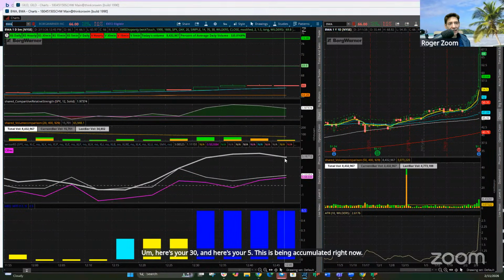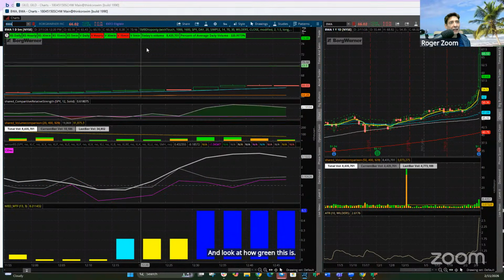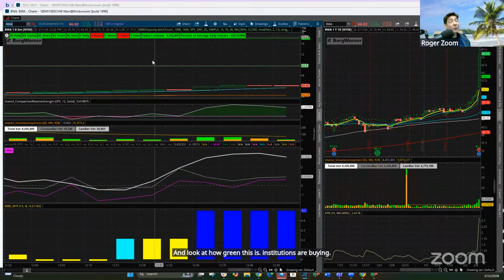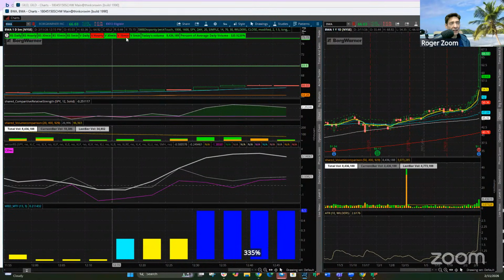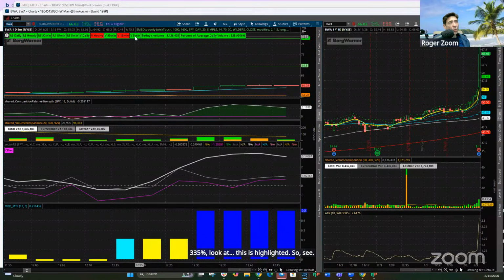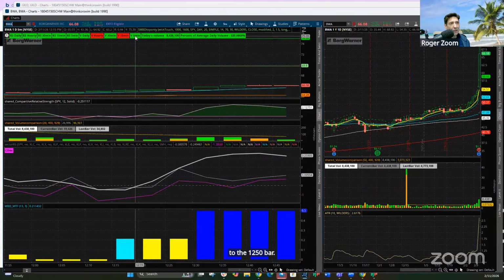Look at where the stock is compared to the index and the sector that it's in. And look at how green this is. Institutions are buying. And Richie says, I'm looking at this all day, guys. That's right, and so am I. 335%. Look, this is highlighted. So we know that this price action right now has higher volume than the last 20 trading days at exactly the 12:45 to 12:50 bar using 5-minute candles.